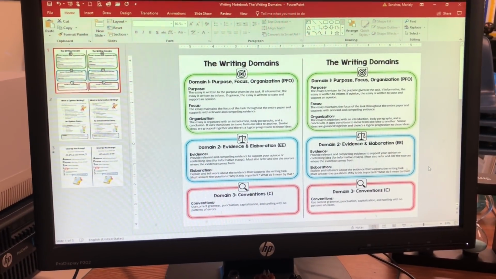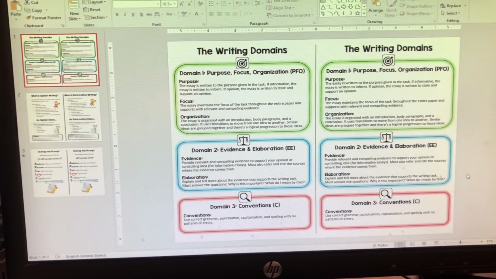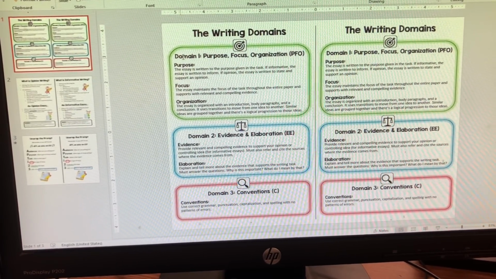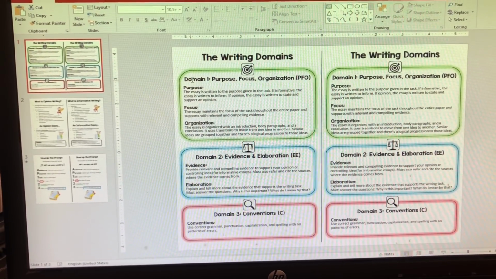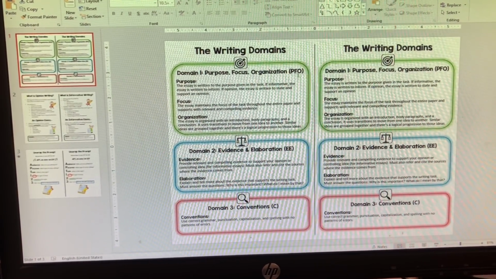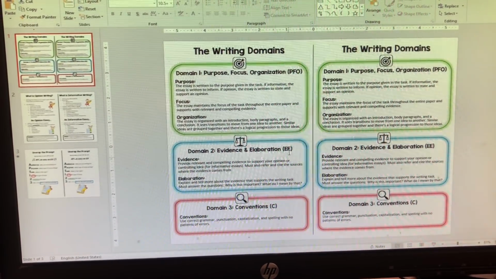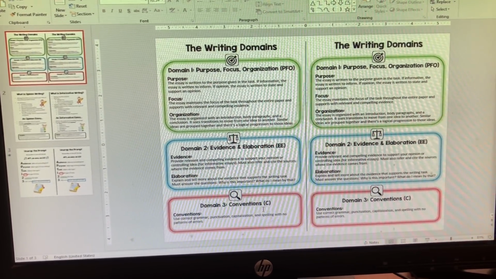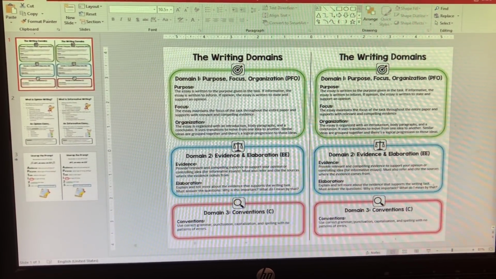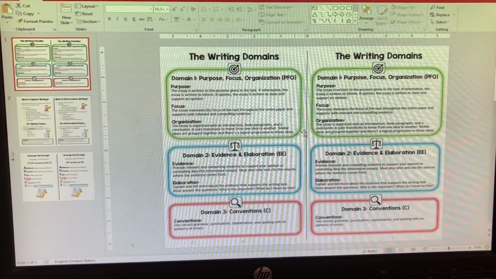So I went ahead and created these 3 different pages that will be added into their notebooks. This explains the different writing domains in which they will be scored for their essay writing. Domain 1 is purpose, focus, and organization, which we shorten as PFO. Domain 2 is evidence and elaboration, which we shorten as EE. And domain 3 is conventions, which we just use a C to refer to. So then I talked a little bit about that domain, and I did color code it so the students can have it in their notebooks.